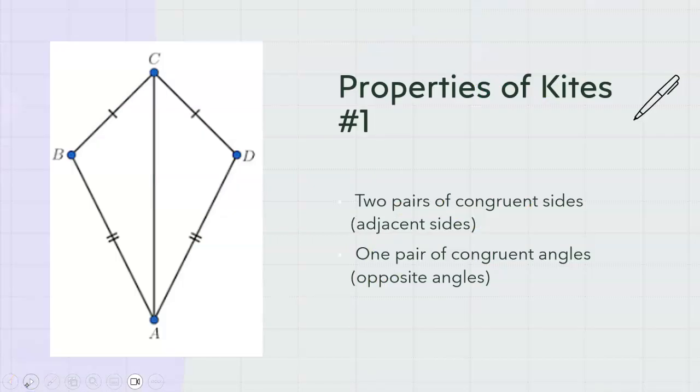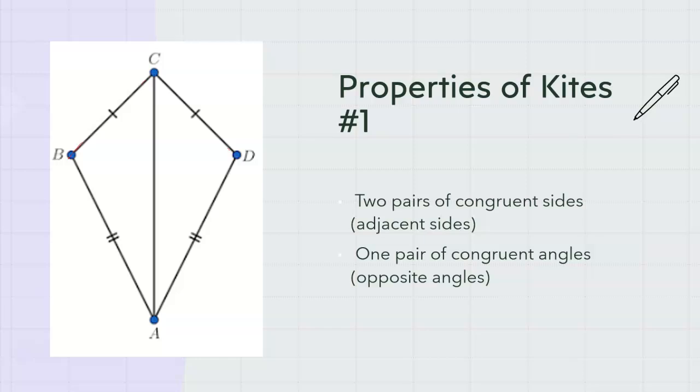The first property of a kite, and this is in your notes packet, you want to add this information. The definition of a kite is they have two pairs of congruent sides. They are adjacent sides. So BC and CD in this diagram are congruent, and BA and AD are congruent. They're next to each other. Not all of the adjacent sides are congruent, but there are two pairs of them that are congruent.